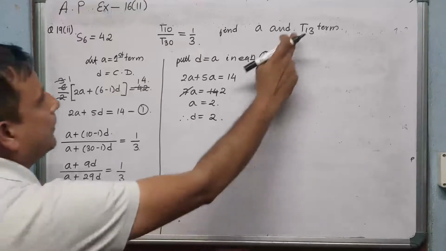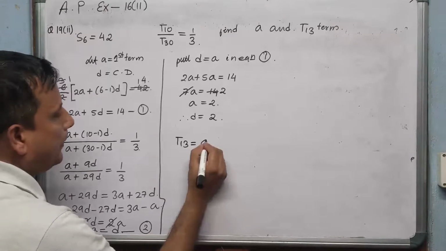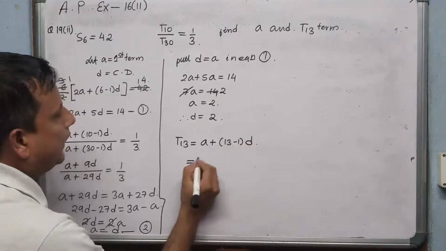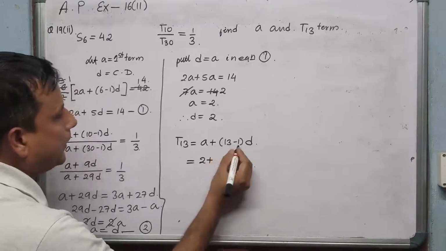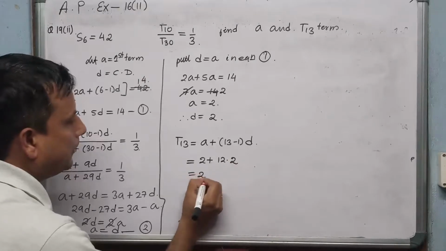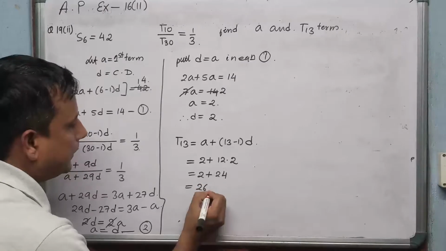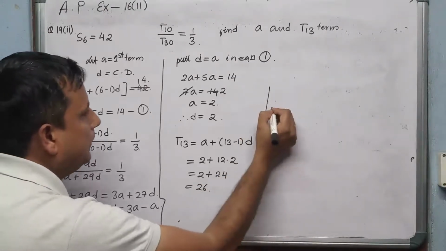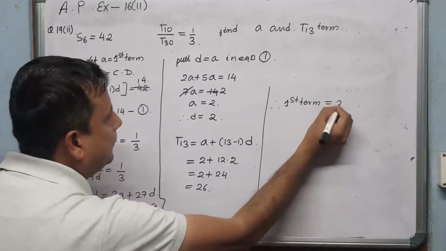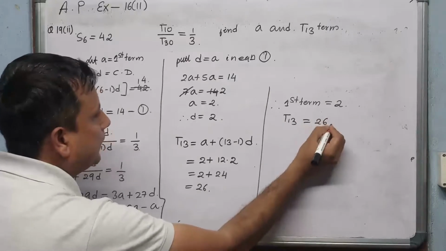Now next what I have to calculate is the T13 term. T13 is given by A plus 13 minus 1 into D. A is how much? 2. 13 minus 1 is 12 and D is also 2. 12 into 2 is 24, plus 2 is 26. Therefore, the conclusion: the first term is equal to 2 and the 13th term is equal to 26.